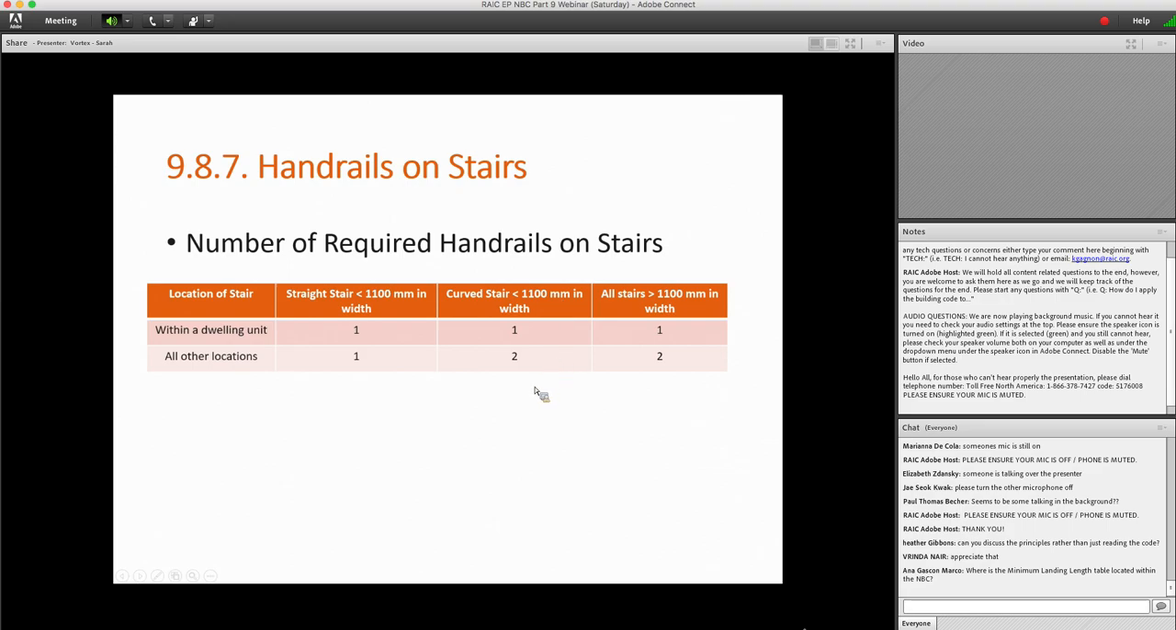Handrails on stairs also vary depending on where they are located. So within a dwelling unit, and you have a straight stair, curved stair, or any stair actually, you are required to have handrails only on one side. In all other locations, it depends on the stair configuration. If it's a straight stair that's less than 1100 millimeters, you need a handrail on one side. Where you have a curved stair or a stair that's greater than 1100, you need handrails on both sides.